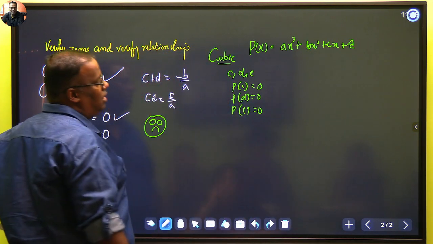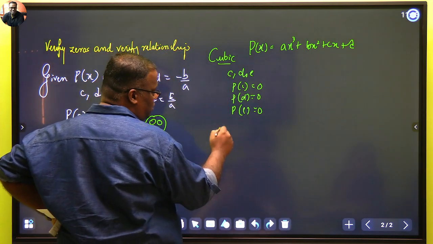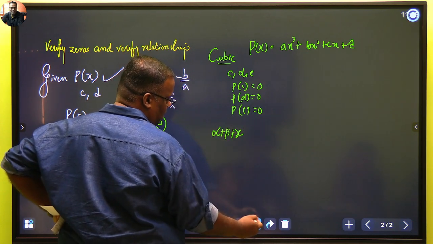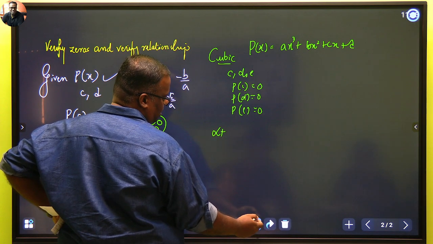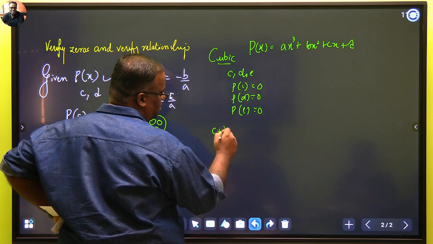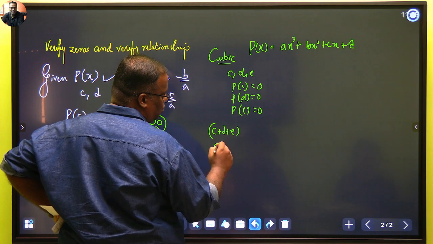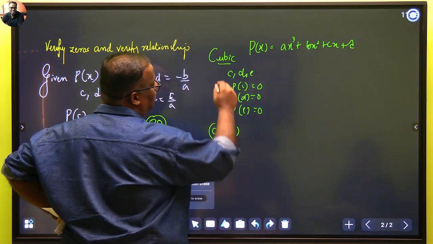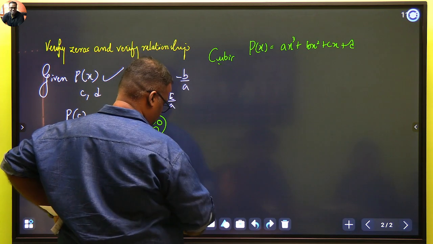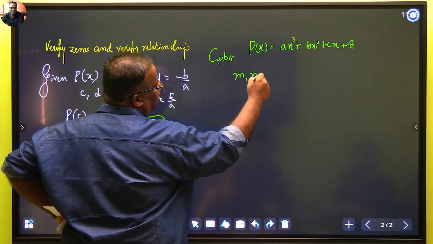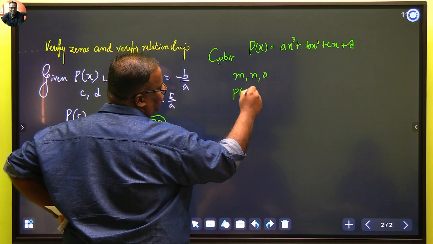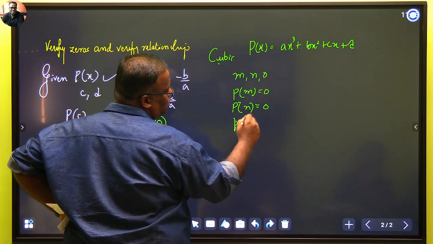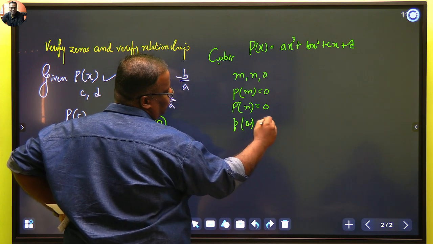दे दिया रहेगा. And then verify the relationship means you have to do alpha plus beta plus gamma. Not alpha, beta, gamma. C plus D plus E. C plus D plus E. Then you have to show. फिर C plus E plus D बोलूँगा तो आप फिर confuse हो जाओगे. इसको M and N करो. M, N, O are 3 numbers. So show P of M equal to 0. Show P of N is equal to 0. Show P of O is equal to 0.